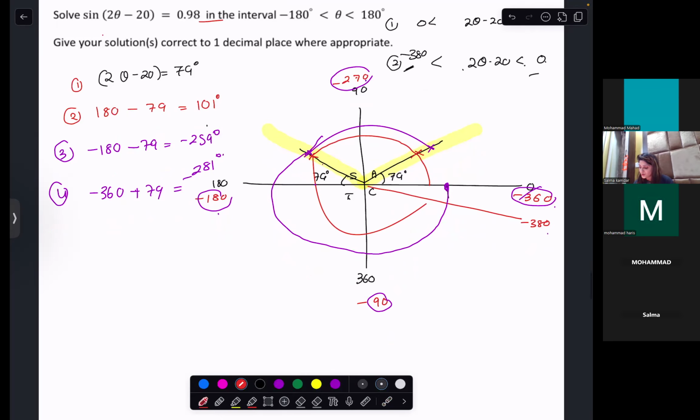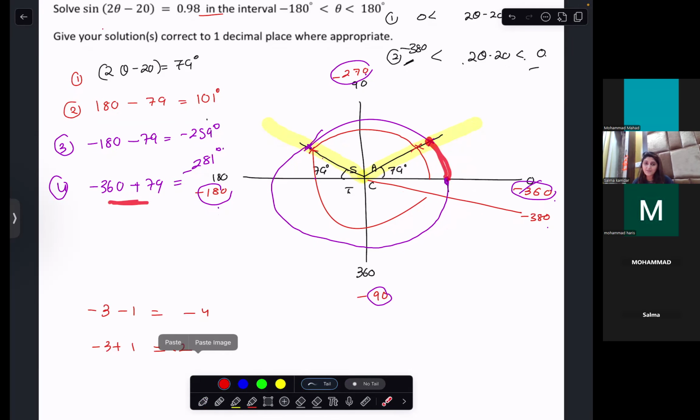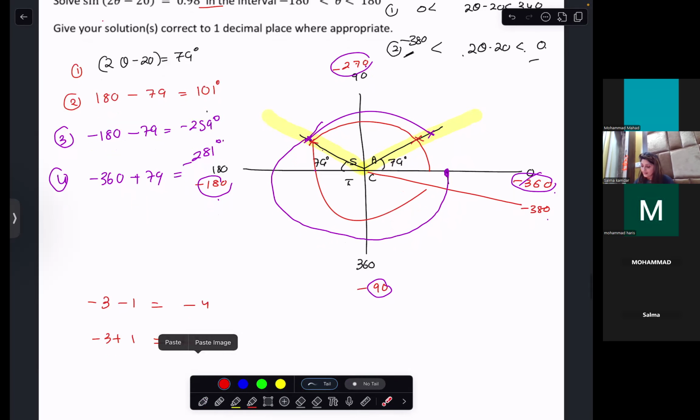Mahad, if you remember, I had taught you one example. Minus 3 minus 1 is minus 4, and minus 3 plus 1 is minus 2. Yeah, minus 2. So over here, I am stopping over here. If I take from this, it would be 360. If I add minus 79, it goes down over here. But if I'm adding plus 79, it will give me this angle. So it is minus 281 degrees. I hope you're with me.